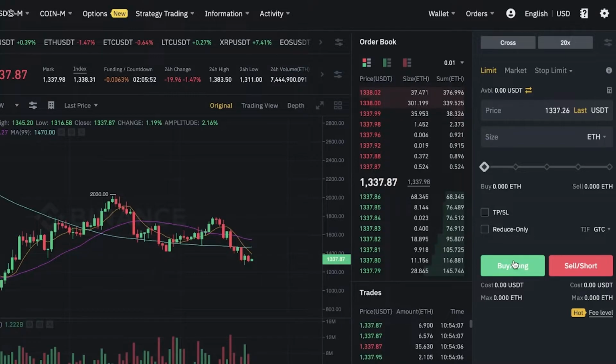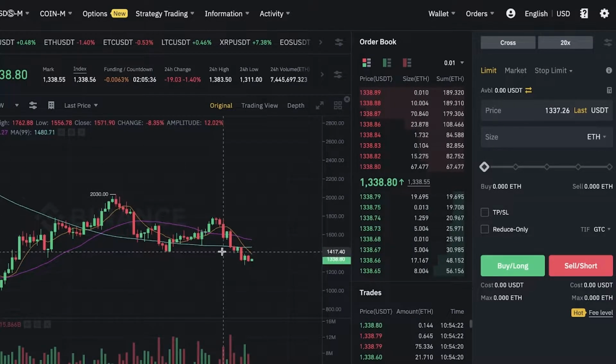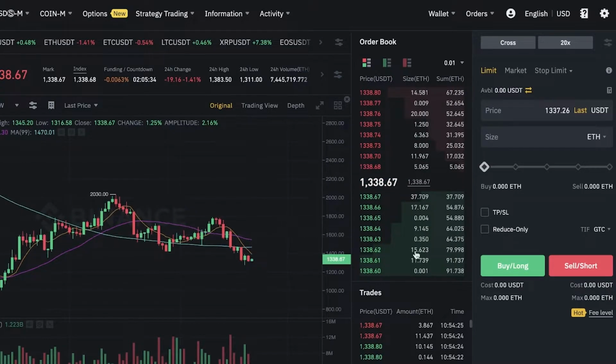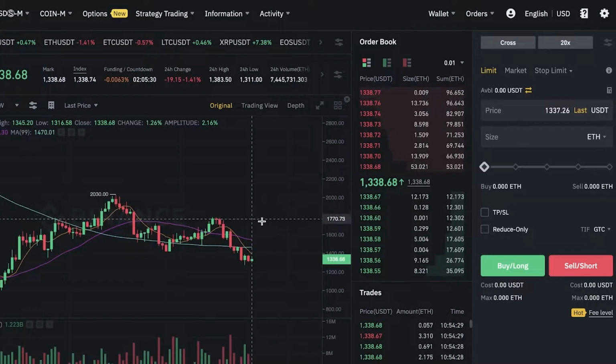What does buy long or sell short mean? Well, futures trading basically means that you are betting on the price of a token. So in futures trading, you don't actually hold any of the token, even when you're buying long. You're just betting on the price of the token. If you buy long, that means you expect the price to go up, and if you think that the price will go down, you will sell or short that specific token.